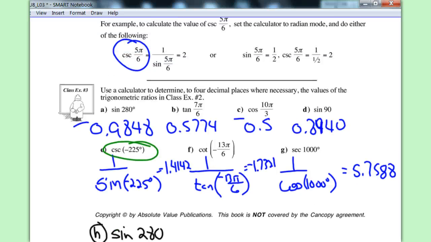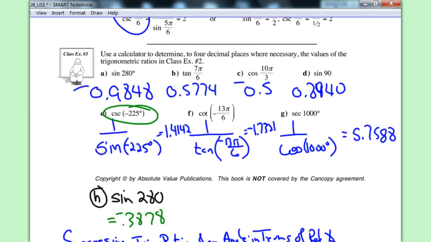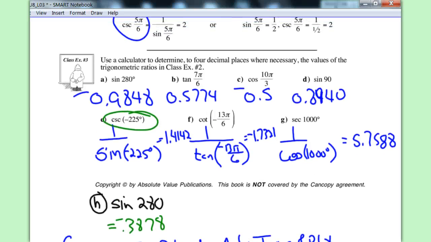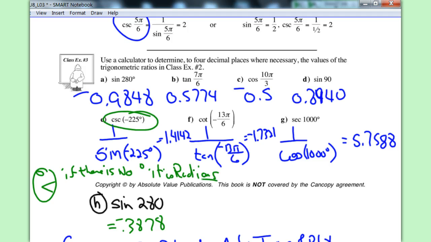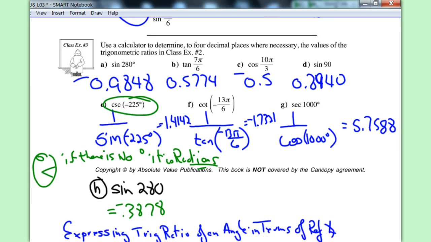Okay? The other thing I do want you to do is to be careful. When somebody says, hey, look at question H, what's sine of 280? Notice that's different than E or G. I don't have a degree symbol. So this was just another shout out. Remember that if there is no degree symbol, it is radians. So you need to be careful that just because it's a big number and looks like a whole number, it's not necessarily in degrees. Okay, it isn't degrees. That is radians. So the answer there would be minus 0.3878 because you needed to have it in radians.